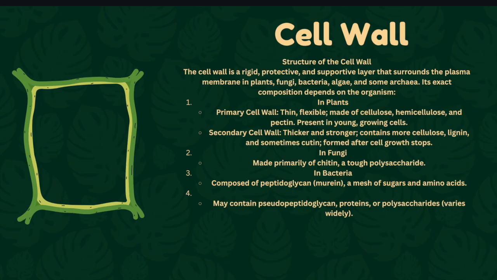Secondary cell wall is thicker and stronger, which contains more cellulose, lignin, and sometimes cutin, formed after cell growth stops. In fungi, it is primarily made of chitin, a tough polysaccharide. In bacteria, it's composed of peptidoglycan, a mesh of sugars and amino acids. It may contain a pseudopeptidoglycan, proteins, or polysaccharides.